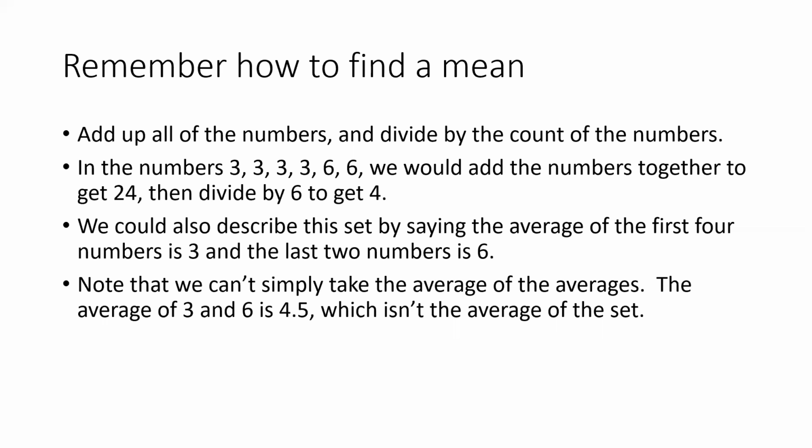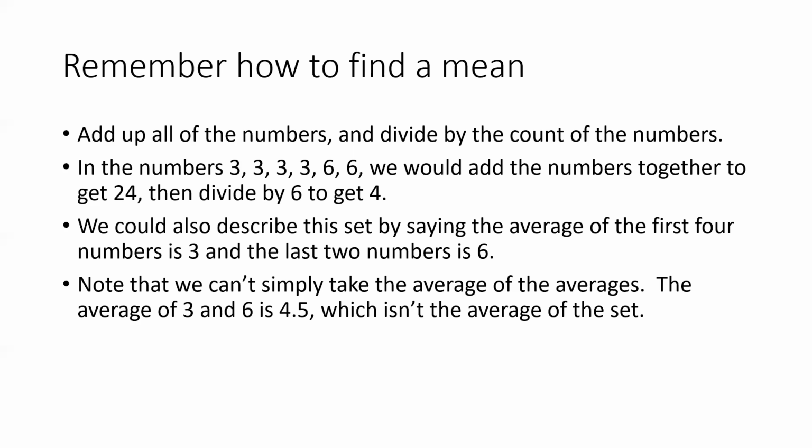Now, here's the key to this lesson. When you hear a set being described this way, you cannot just take the average of the averages to get the overall average. If you were to average out 3 and 6, 3 plus 6 is 9. 9 divided by 2 is 4.5. 4.5 is not the average of the set of numbers. The average is 4. Okay?